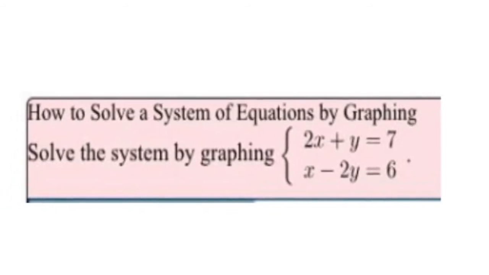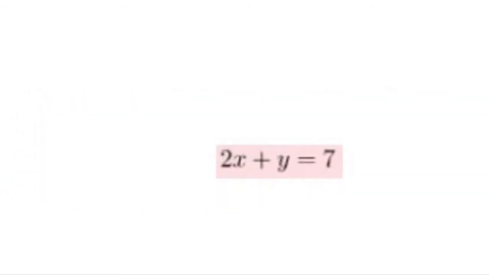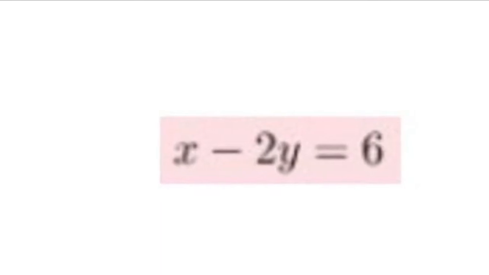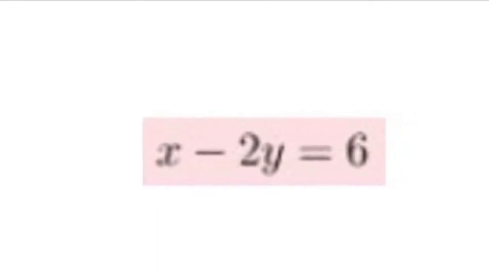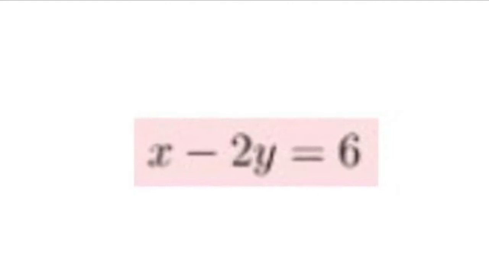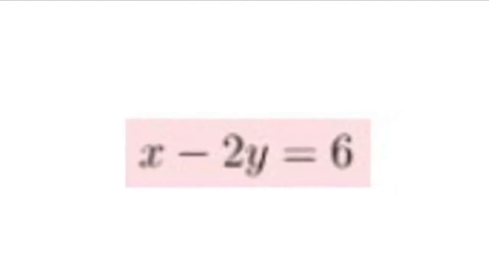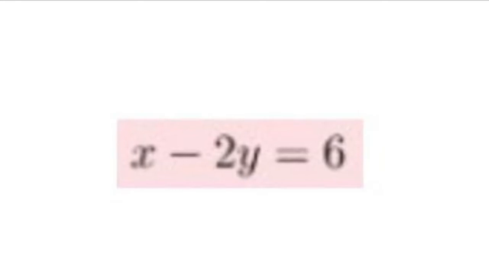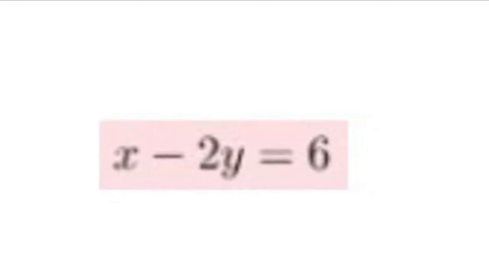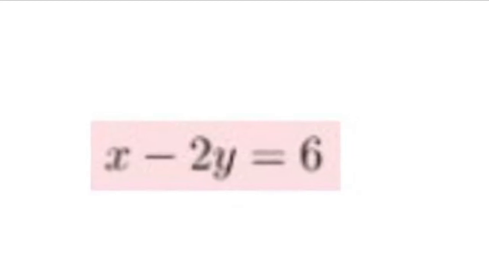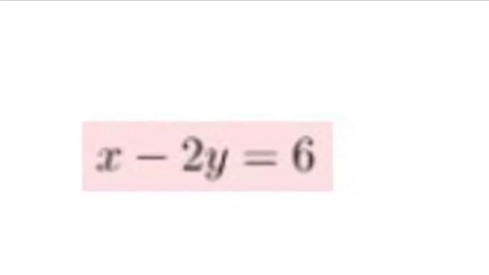We have two equations, and we want to graph both of those lines, and we want to see when they touch. The first equation is 2x plus y is equal to 7, and the second equation is x minus 2y is equal to 6. Now, I totally realize that you do not have graph paper at home, most likely. That's fine. I actually don't have graph paper at home either. So we're going to do our best with the resources we have at home, and we're going to estimate where the intersection point is together.